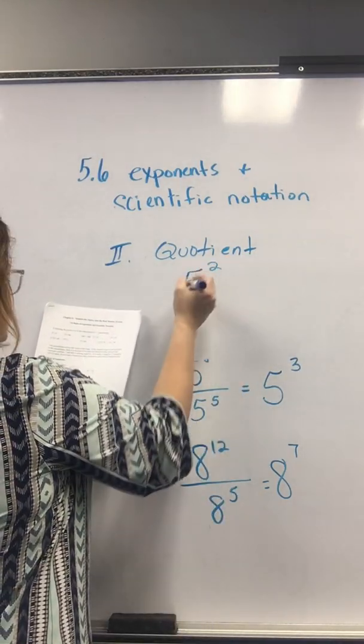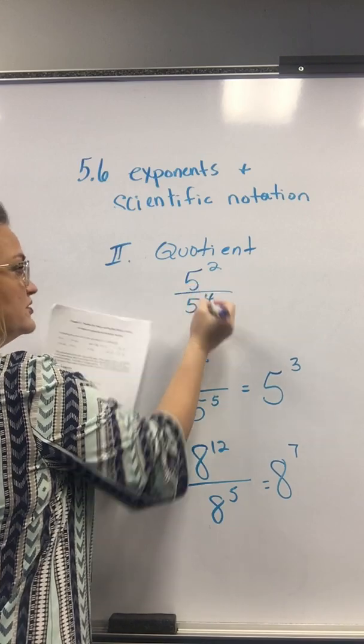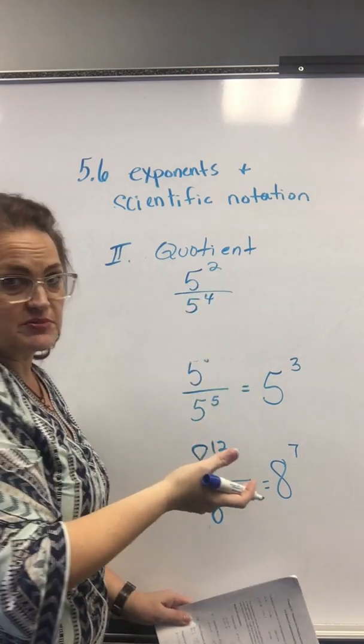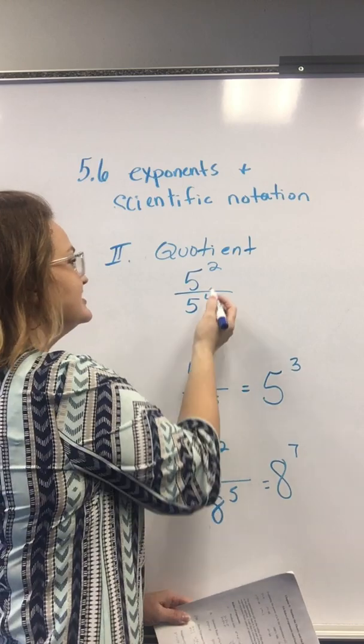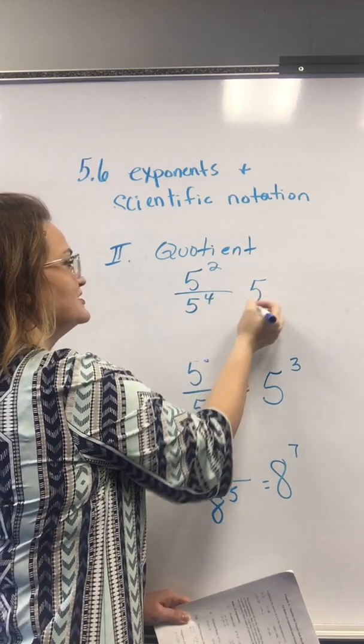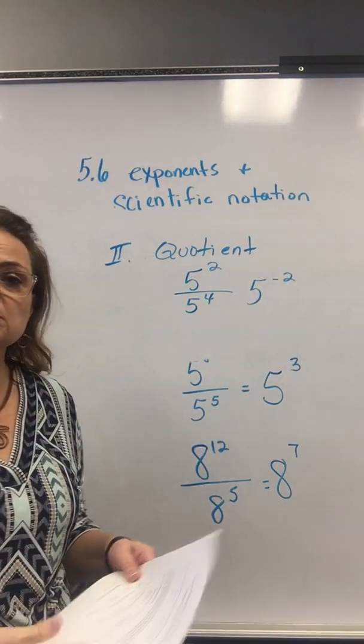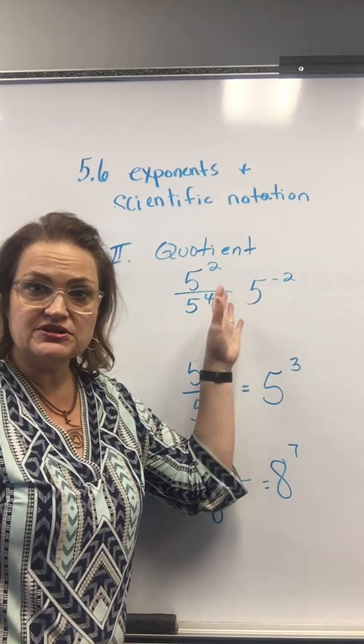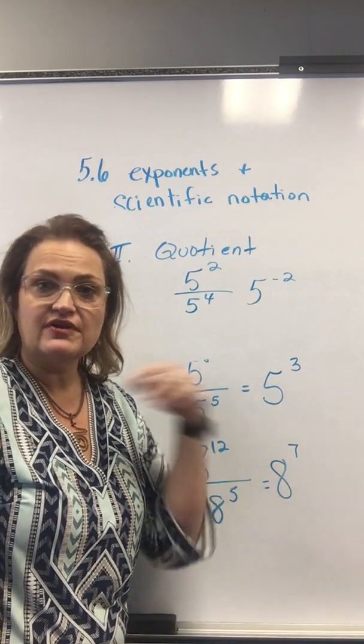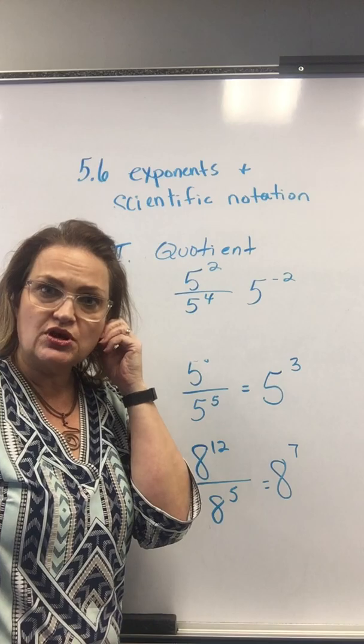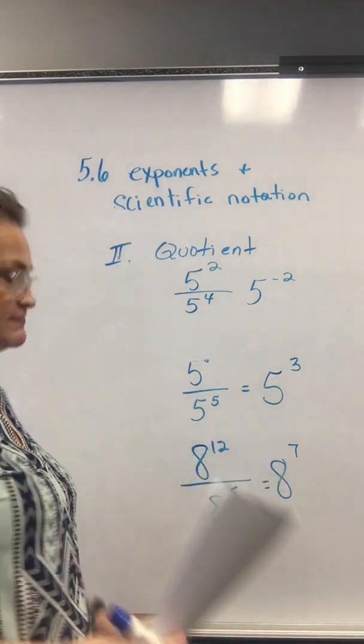5 to the 2nd over 5 to the 4th. This time when we subtract, we're going to be in the negative, in the red, right? So 2 minus 4 is going to give me a negative 2. Now normally we won't be leaving negative exponents on answers. It's not really considered in final form when you do. But we'll talk about that in a later rule in a minute.